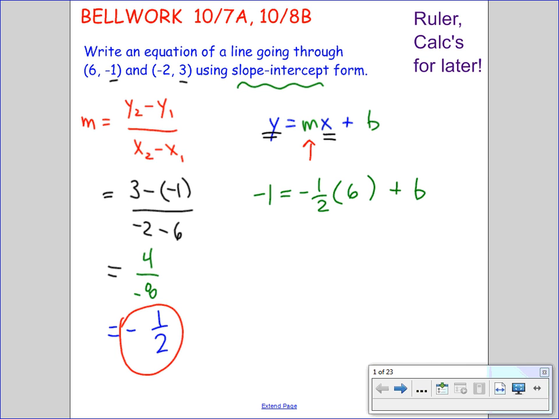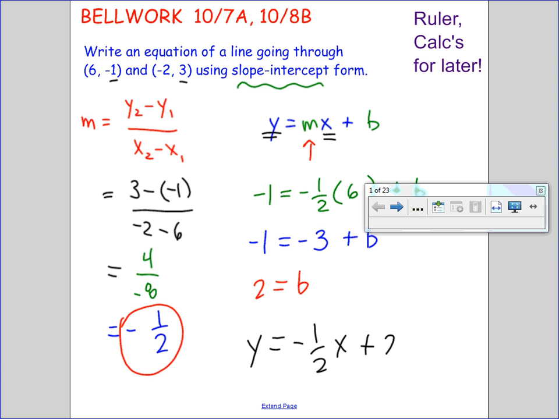Here we go. Negative 1 equals 1/2 of 6 is 3, times negative 1 is negative 3, plus b. Adding over my 3, I get 2 for b, so my final answer is going to be y equals negative 1/2 x plus 2.